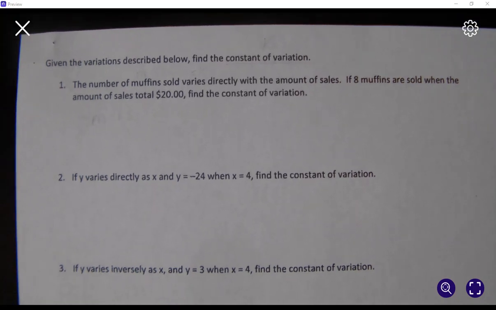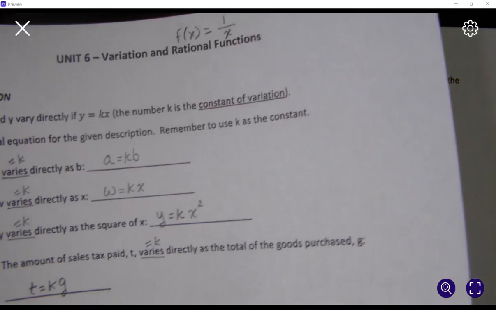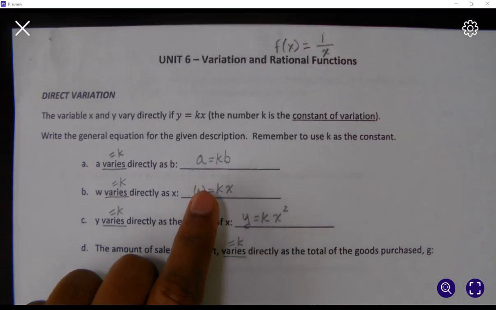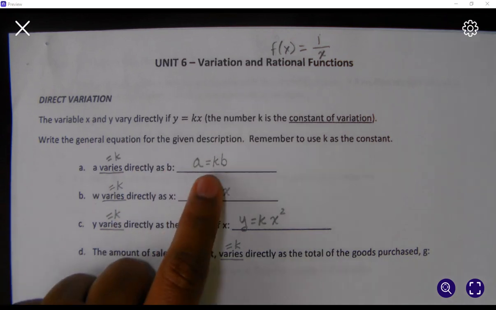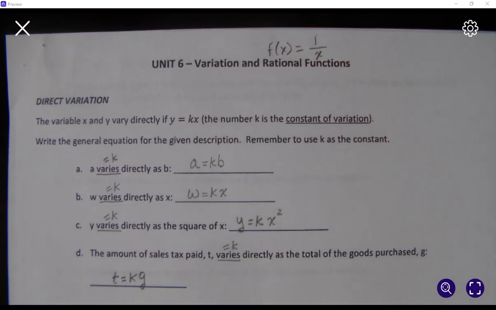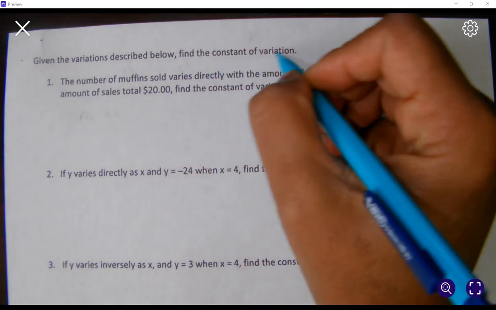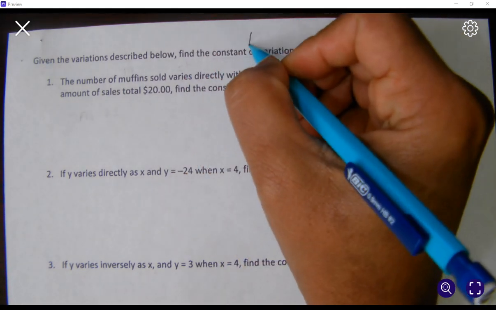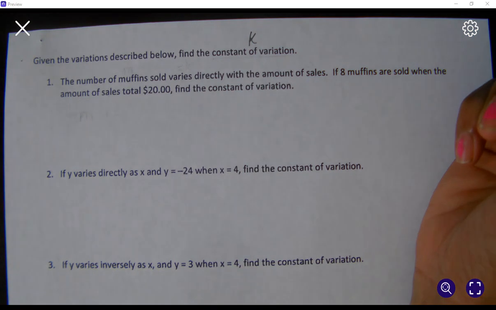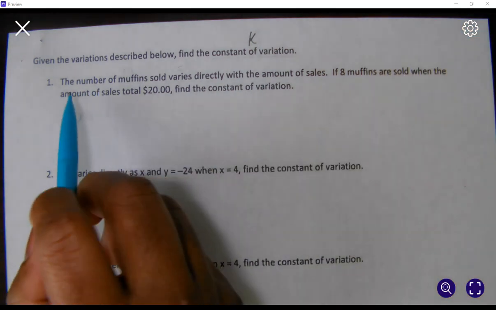All right, class, so here's page 2 of Unit 6. In the previous page, we learned how to write the equation. We took the word varies, translated it to say equals k, and then put all the other variables around it. Today's lesson, we're going to do the same thing, but then we have one more step. We're actually going to find the constant k, the constant of variation, and in our equation, we use the letter k. So the first thing, let's get our equation.